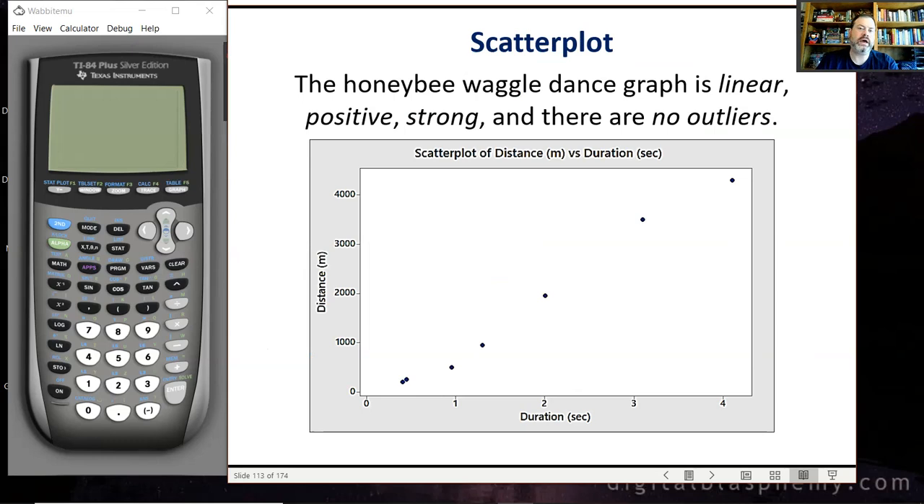So the way we describe our initial scatter plot, the one we saw at the beginning, for our honeybees: linear, certainly; positive because it goes up as you move to the right; strong because the points are tightly clustered along the trend; and no outliers. Right? Outliers would be away from the trend. None of the points here are away from the trend. So that's all you really have to be able to do, is just describe what you see.